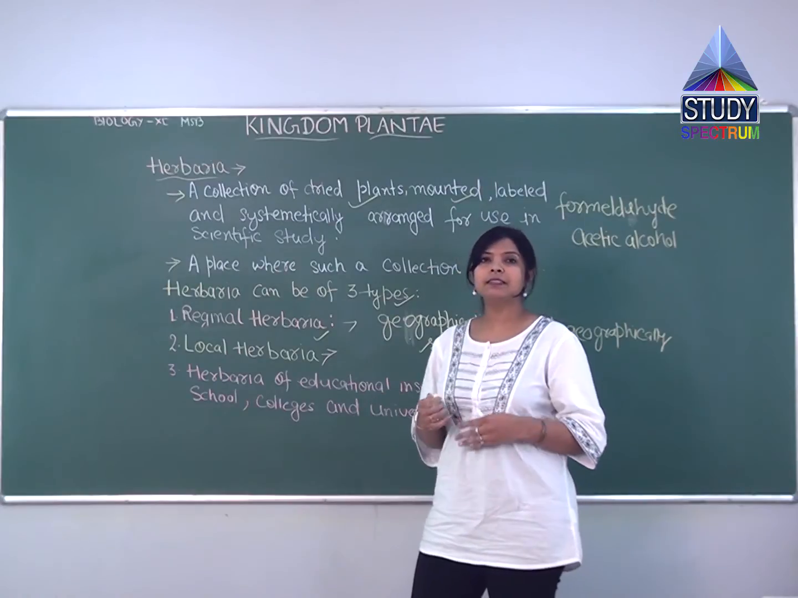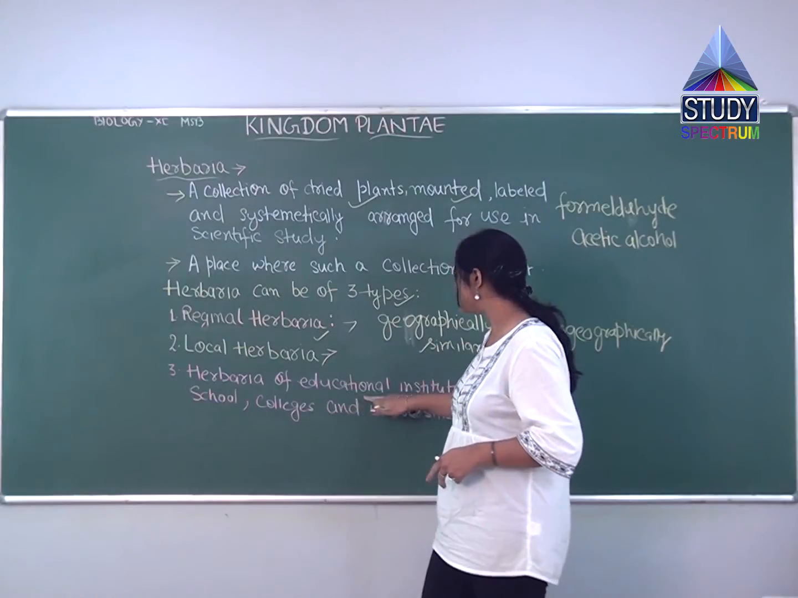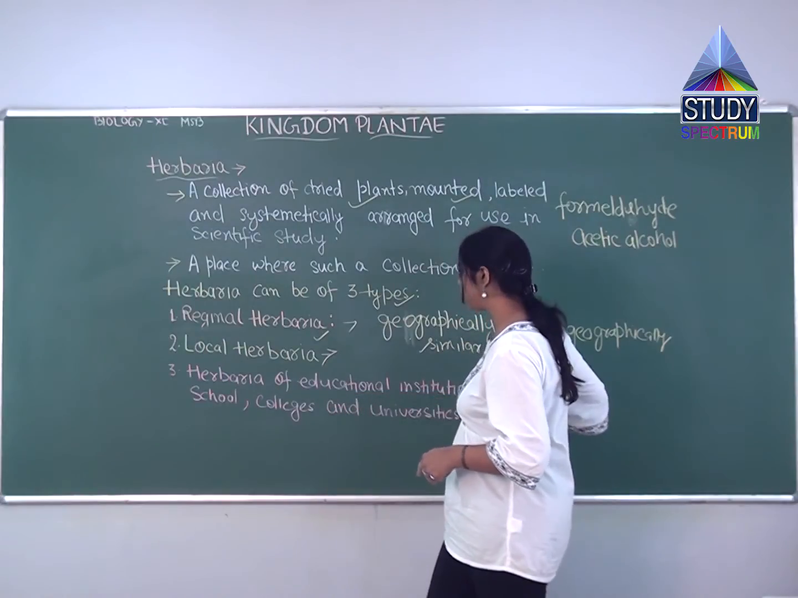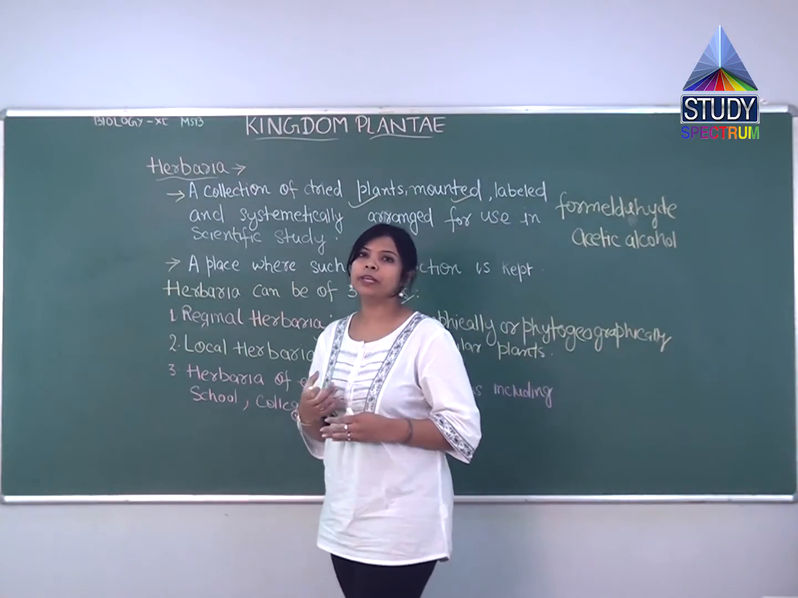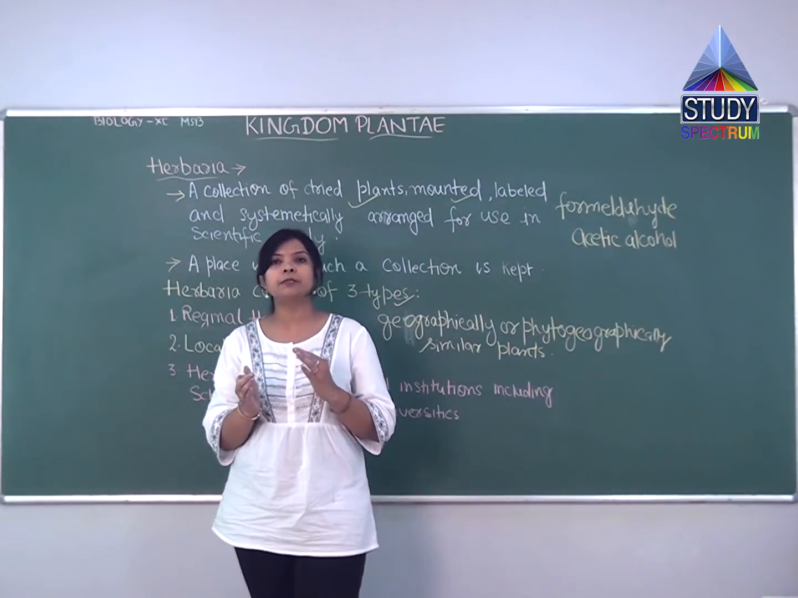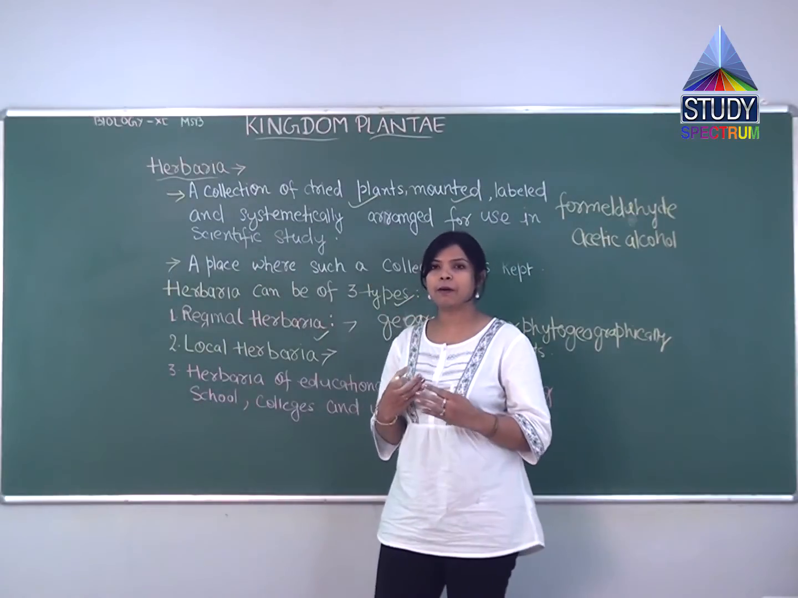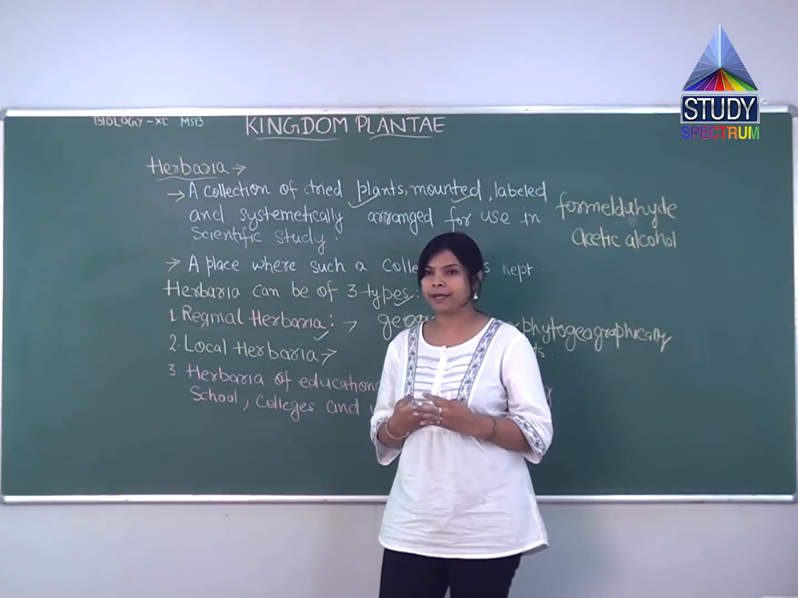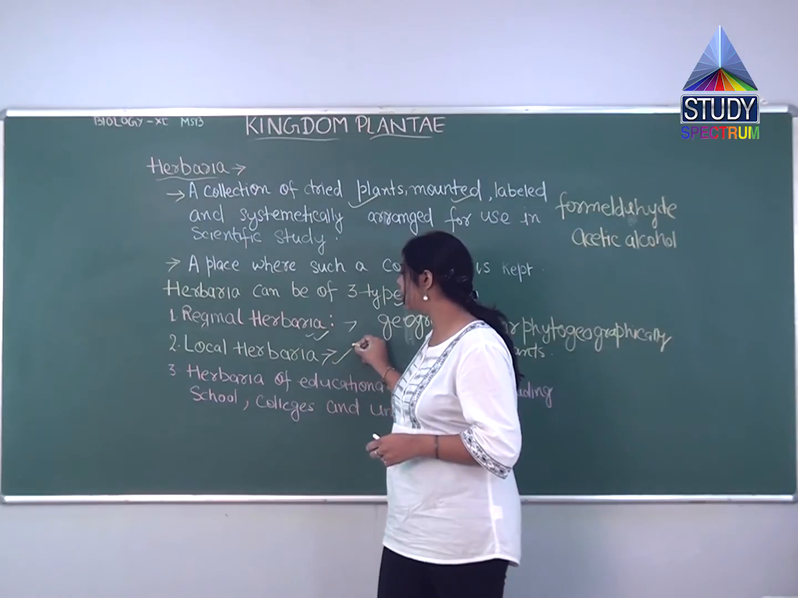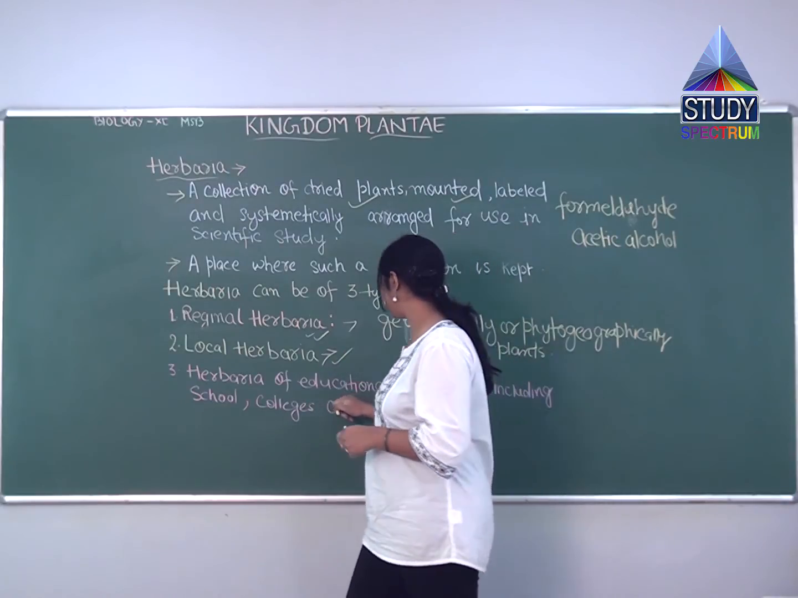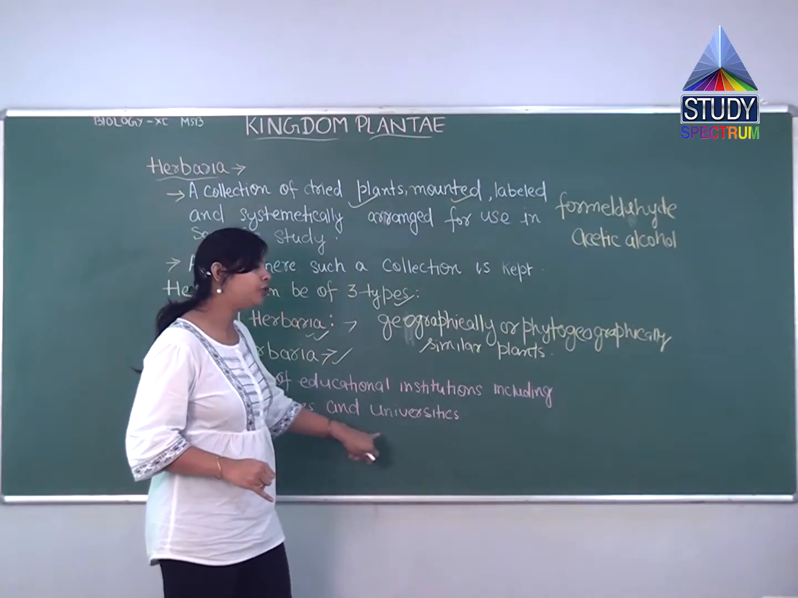Now, other than this, what is a third herbaria? This kind of herbaria has educational institutions, including schools, colleges and universities. Usually they serve a very specific area, or they have a very limited scope. So these are the types of herbaria. It will include regional or national herbaria, local herbaria, or herbaria of educational institutions. It will include schools, colleges and universities.